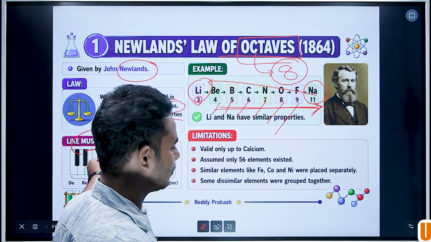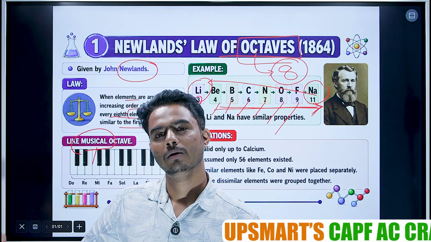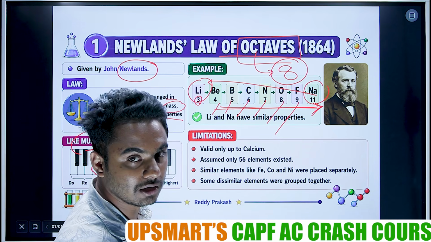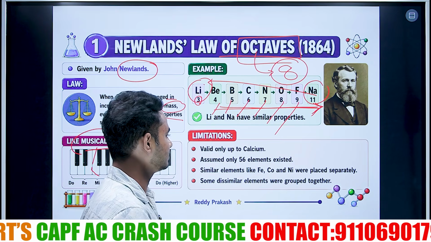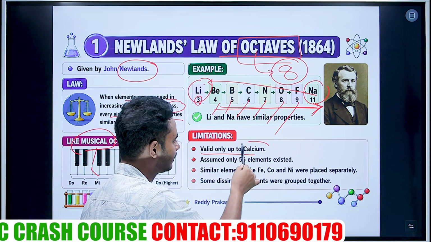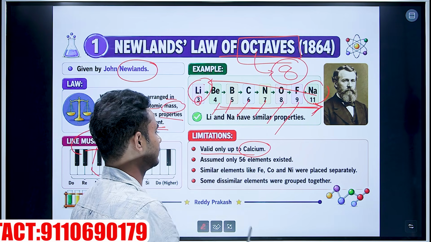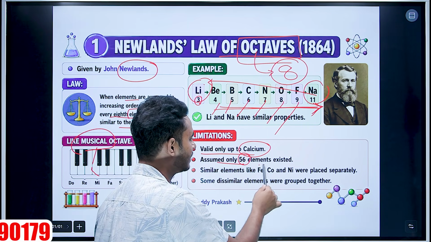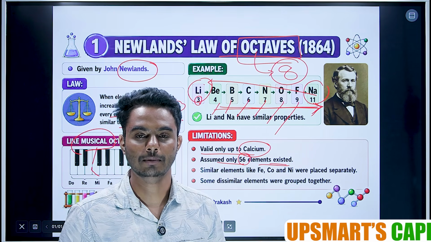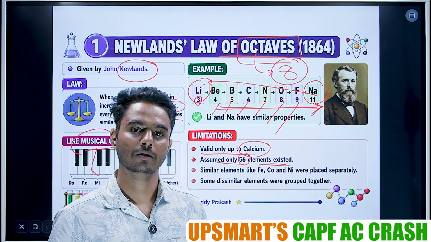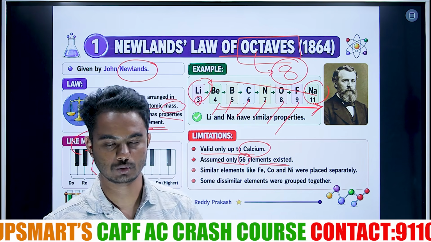So the observation is similar to a musical octave, but this is not much important. You can just remember musical octave, that is enough. But the limitations are, these are valid only up to calcium. Beyond calcium, these are not valid in the periodic table. Second thing, he assumed only 56 elements existed. While he did the research, he assumed only 56 elements are there in the periodic table. But now the number of elements has increased. So that is a limitation today.